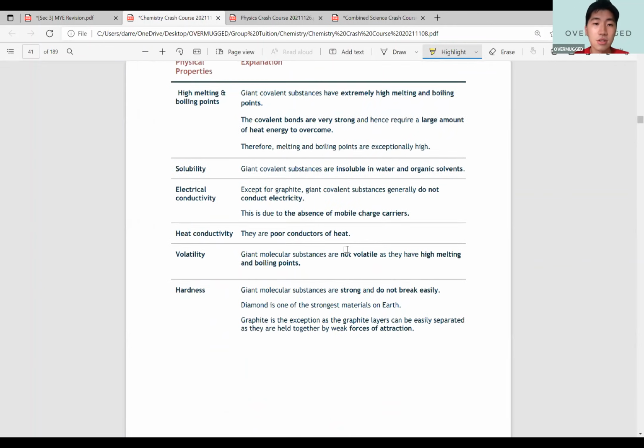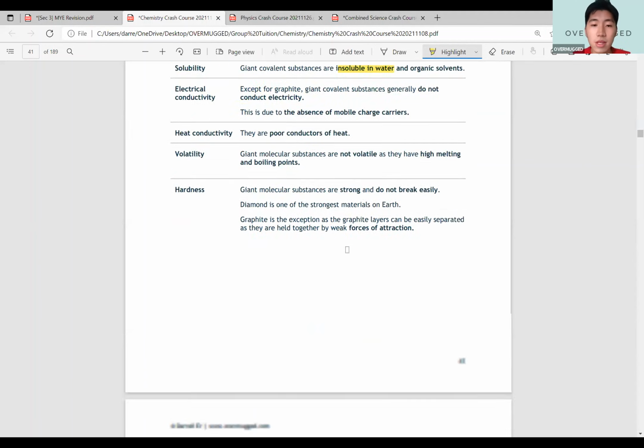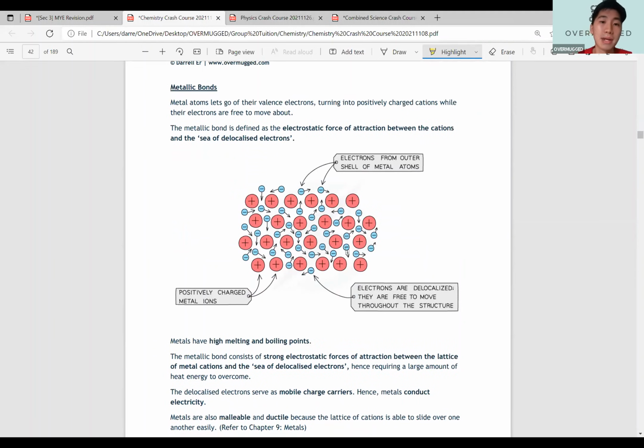Very quickly here, the properties are largely the same, but instead of low melting and boiling points, your giant covalent structures actually have very high melting and boiling points. The reason for that is because what we are actually breaking down is the covalent bonds themselves. Get the slight difference? Simple molecular is intermolecular forces of attraction. For giant molecular structure, what we are breaking down is the covalent bonds itself. They are still insoluble in water, and they generally do not conduct electricity except for graphite. Okay, and that brings me to the last one on metallic bonding.